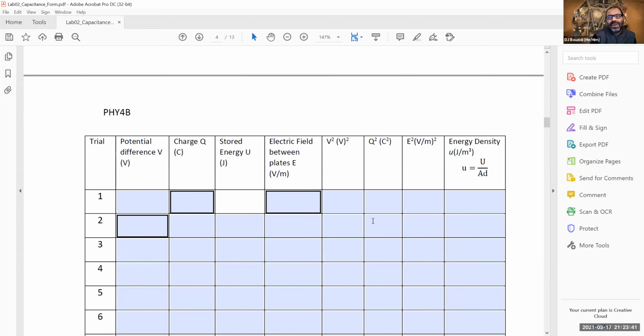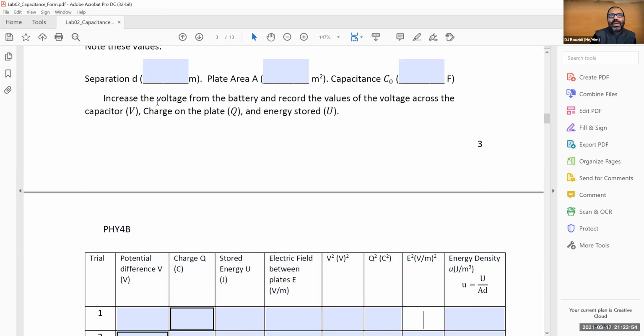We're going to get the electric field. We're going to calculate V squared. We're going to calculate Q squared. And we're going to calculate E squared, okay? The energy and the energy density in there. We're going to do all of them. So let me go back in here. Increase the voltage across the capacitor, charge Q, and energy stored U. Okay.